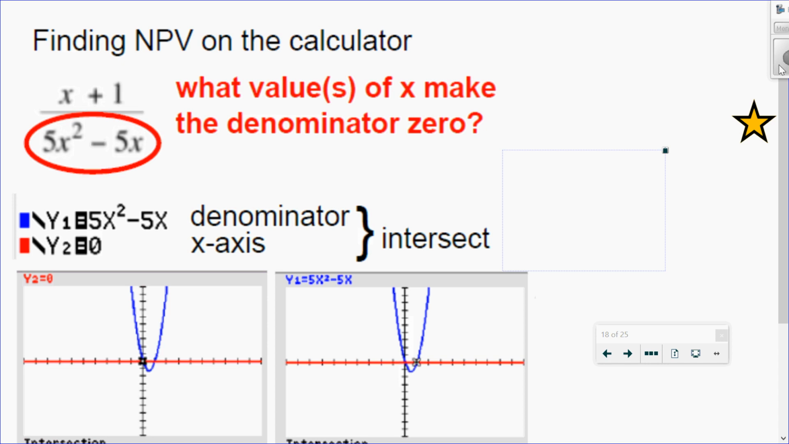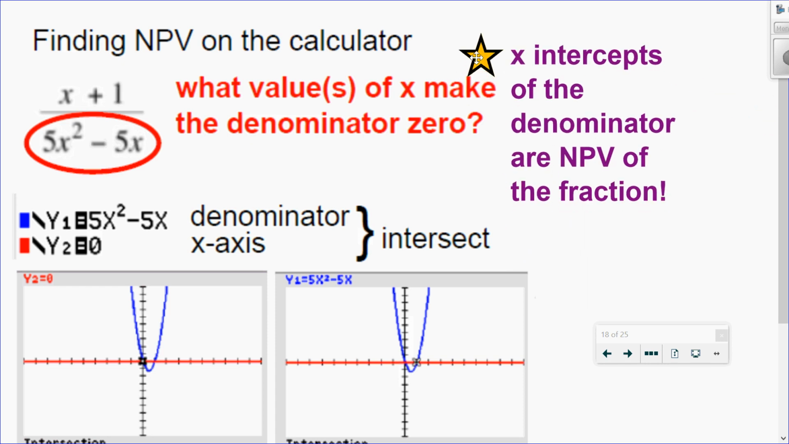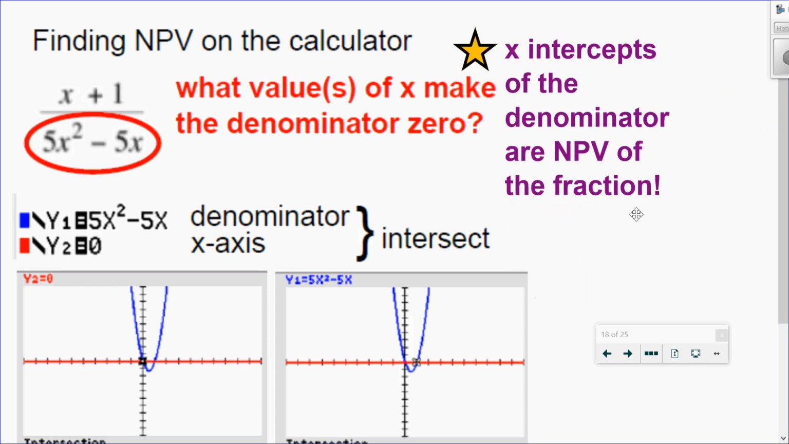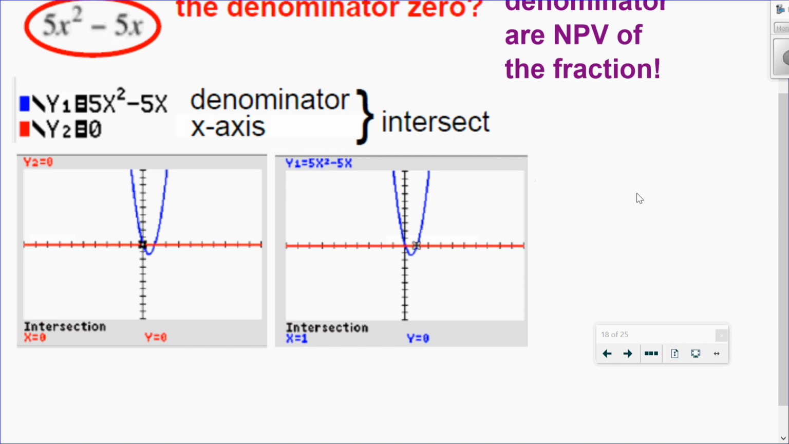Now, as a little shortcut, I can also do these on the calculator, because if I'm looking for what value of x makes the denominator 0, that's really just an x-intercept. So the x-intercepts of the denominator are the non-permissible values of the entire fraction. So I can put my denominator into y1, put in 0 to y2, because I want to know what value of x makes that denominator 0, and find the intersection. And you can see I get 0 and I also get 1. So you can do it by factoring, or you can use your graphing calculator to find your non-permissible values.